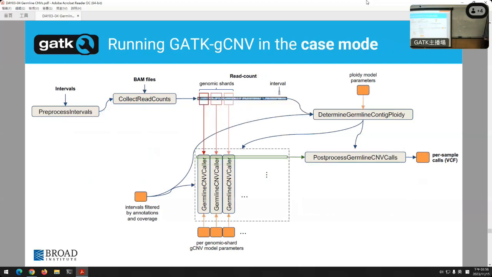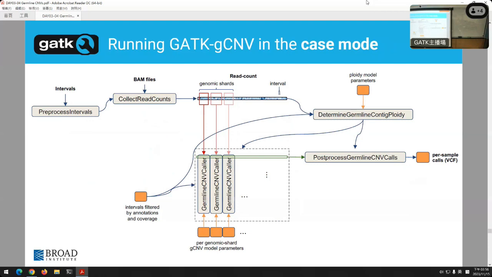And that is called case mode. And it's a little bit simpler. So let's just run through it. We still need to collect read counts in our new sample. And we still need to determine germline contiguity. But then we can use the pre-filtered intervals and the pre-trained GCNV model to estimate copy number in our new sample, and then produce CNV calls for our new sample.